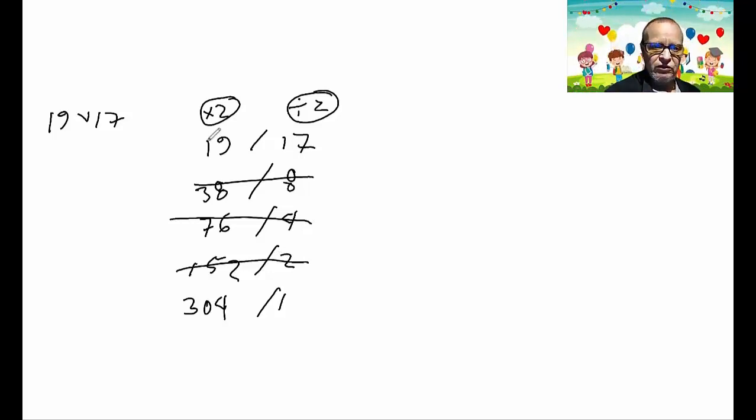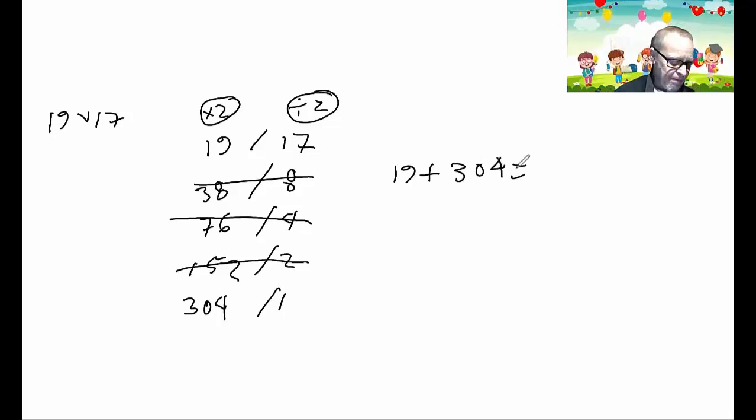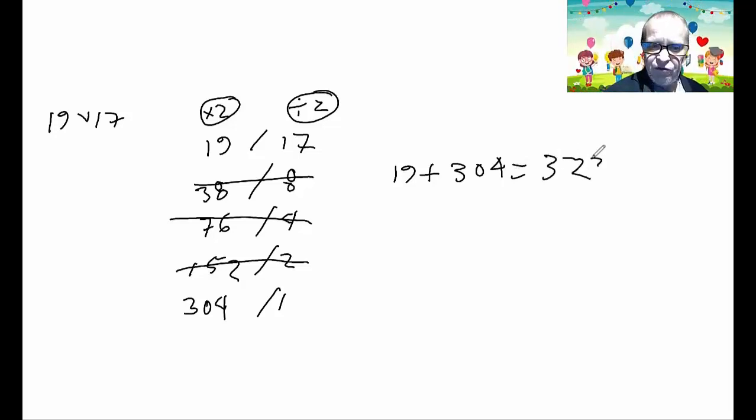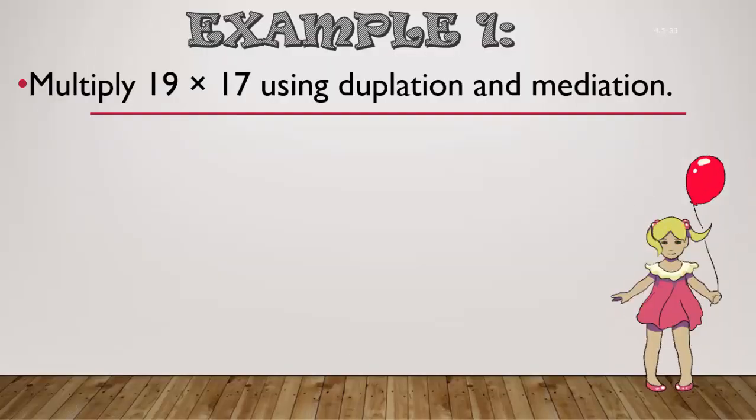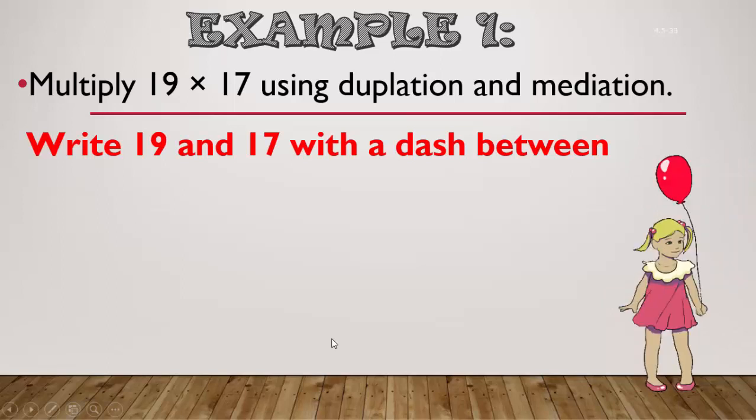And then I just look at the other side, the multiplication by 2 side, and I add 19 plus 304. And what do I get? 323, which is the same answer that I got going the other way. So it really doesn't matter which way you go. You just have to be consistent on which side you're going to multiply by 2 and which side you're going to divide by 2.